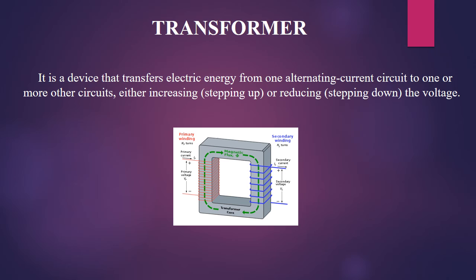So when the number of turns in the secondary winding is less than that in the primary winding, it is called a step down transformer. When the number of turns in the secondary winding is more than the primary winding, it is called a step up transformer.